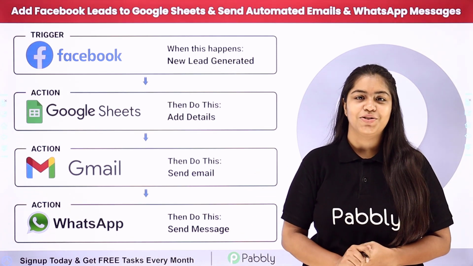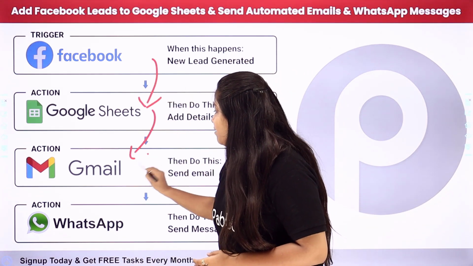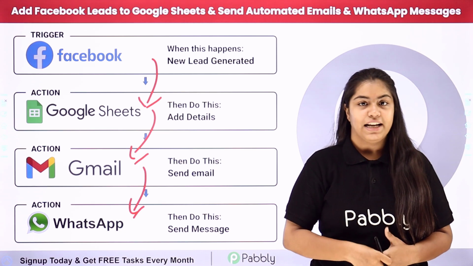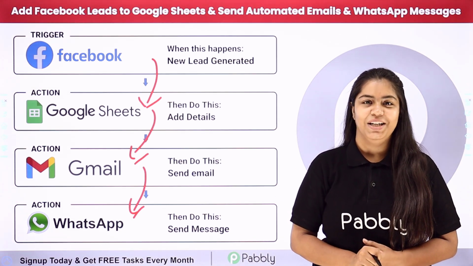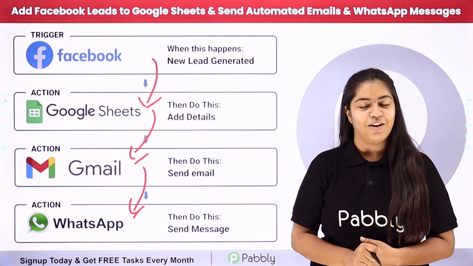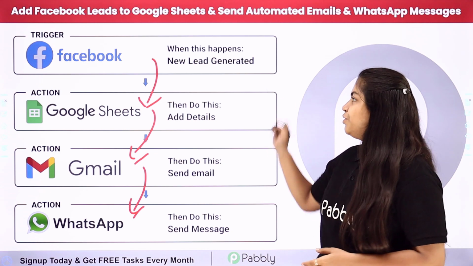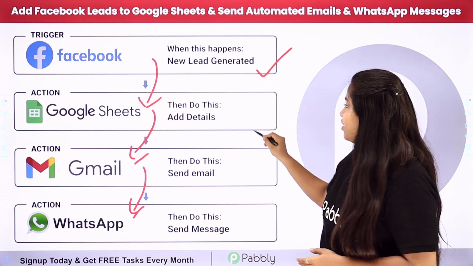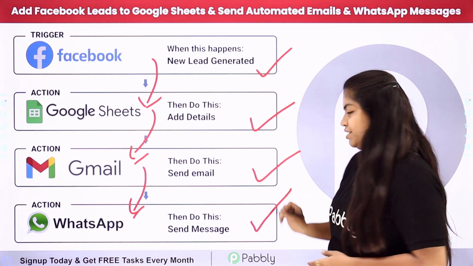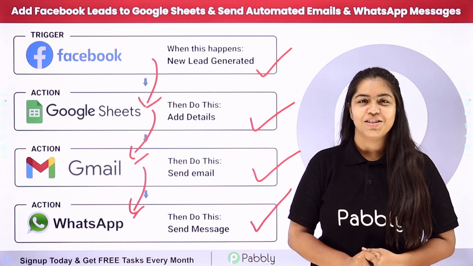So to do this, we are going to create a connection between Facebook lead ads, Google Sheets, Gmail and WhatsApp. To create this connection without knowing any programming or coding language, we are going to use Pabbly Connect. It is an amazing automation software. So in Pabbly, we have the concept of trigger and action. For trigger, we are going to use Facebook lead ads, and for action, we are using Google Sheets, Gmail and WhatsApp. So if you also wish to learn this process step by step, follow me through the screen.